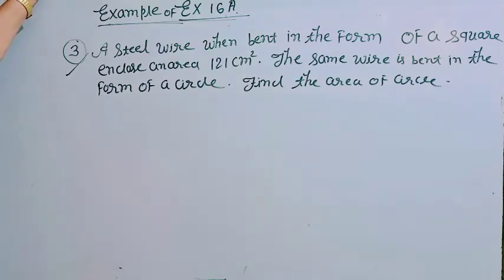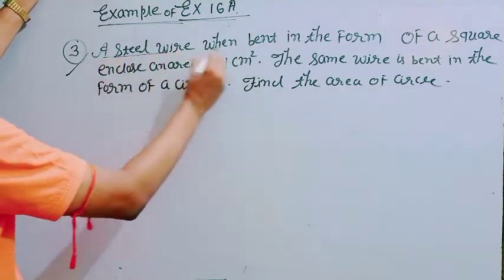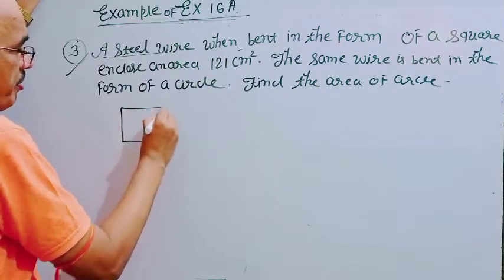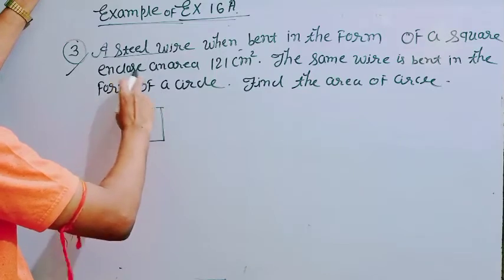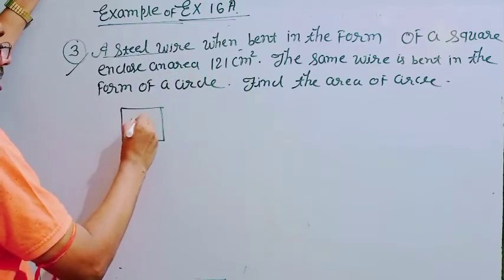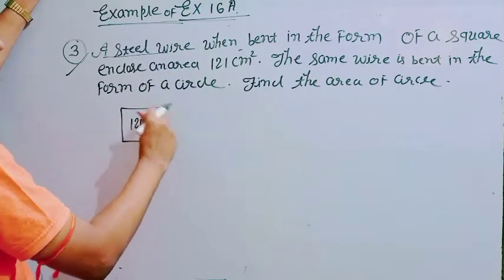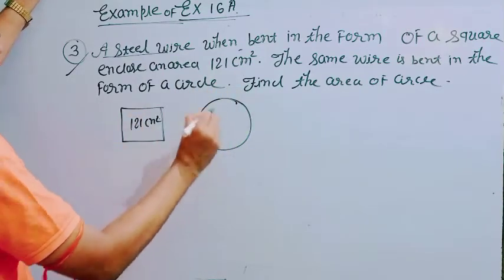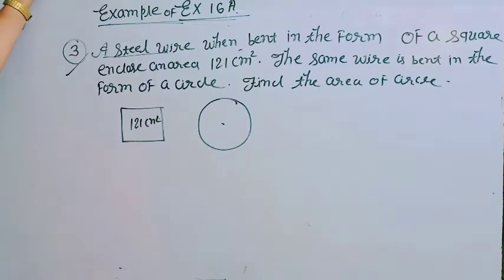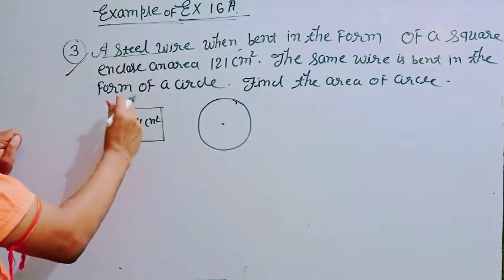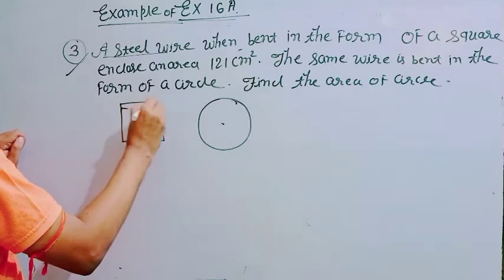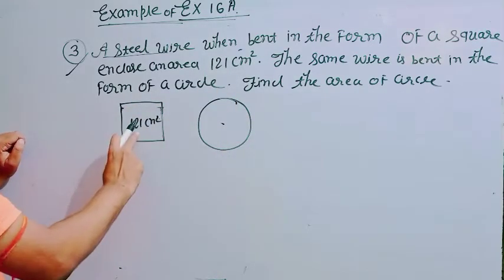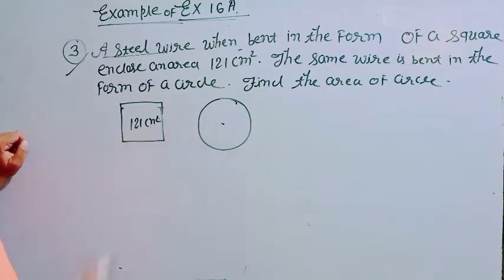So see example 3: a steel wire is bent in the form of a square and encloses an area of 121 cm square. Now the same wire is bent into the form of a circle. Then what is the area of the circle? Dear student, a wire made in the form of a square is again bent in the form of a circle. Then what is the same part of these two figures?